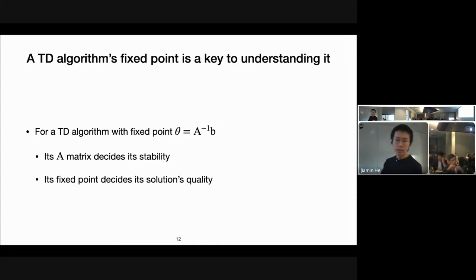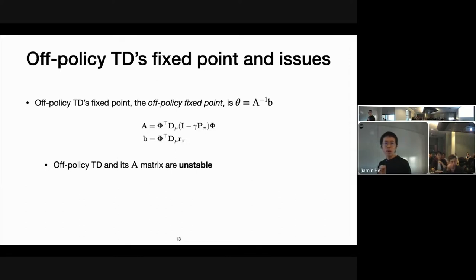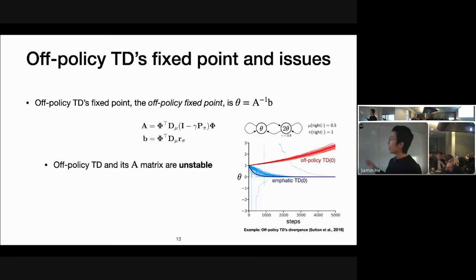Now, how does off-policy TD perform, and what is its fixed point? Specifically, the fixed point of off-policy TD is shown on the slide, but it's not important for you to understand what it is. Let's skip this math a little bit, but I'm going to tell you off-policy TD and its A matrix are unstable. What does it mean? It means that off-policy TD, the red curve here, in some cases can gradually diverge. It should in the end diverge to infinity. On the other hand, a stable algorithm should behave like the blue curve here. And the blue curve here is a stable method that I will introduce later. Now, this is an example of how off-policy TD is unstable.